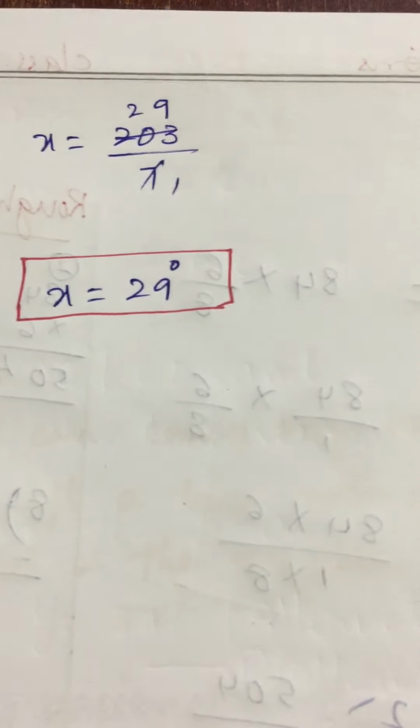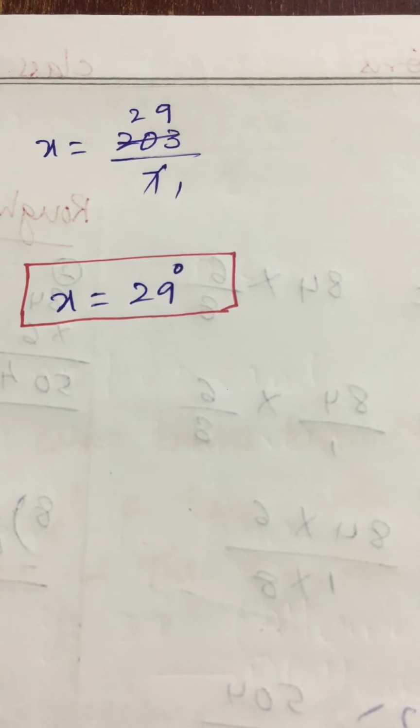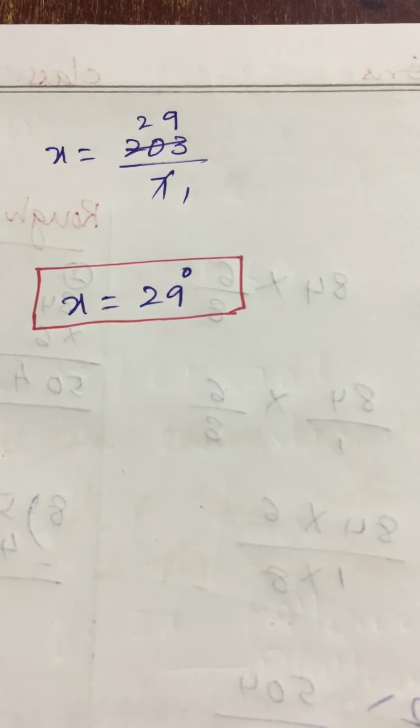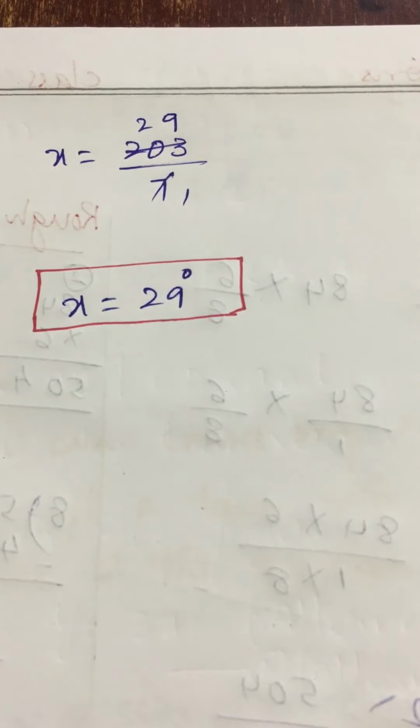Am I clear, children? I hope you understood. Now you do the second bit. I have solved the first and third bit. You have to do the second bit. Okay.